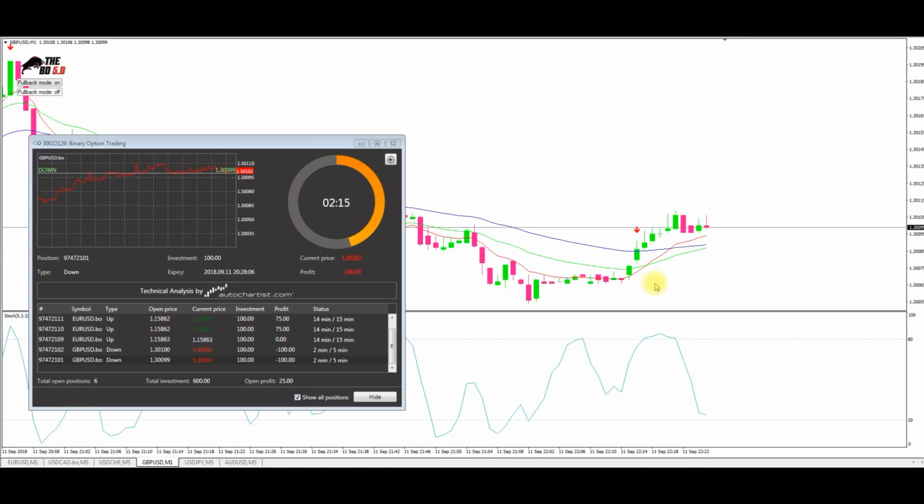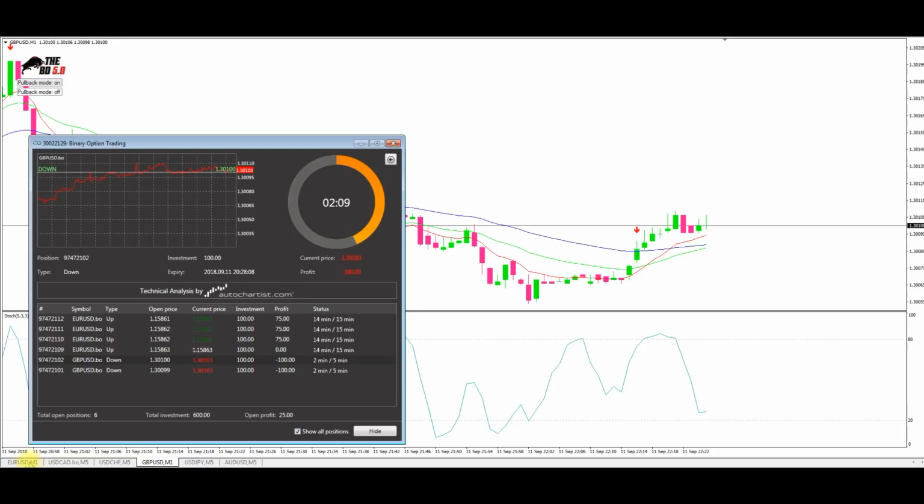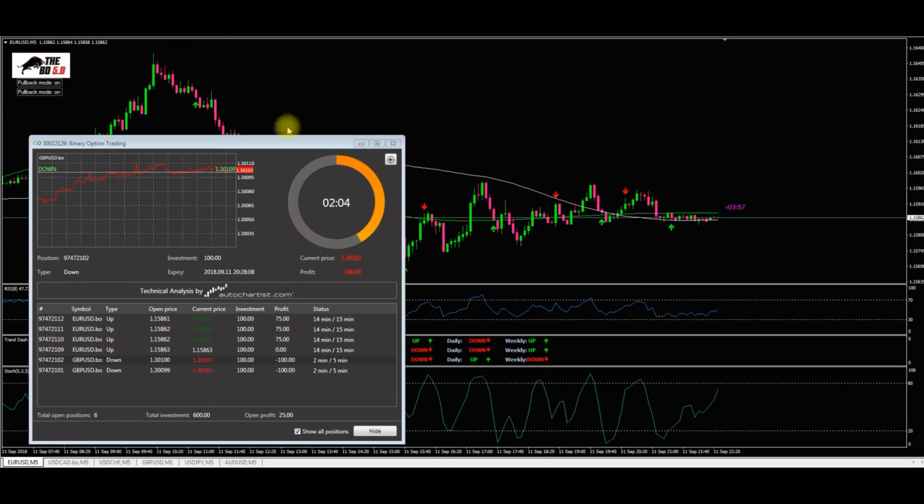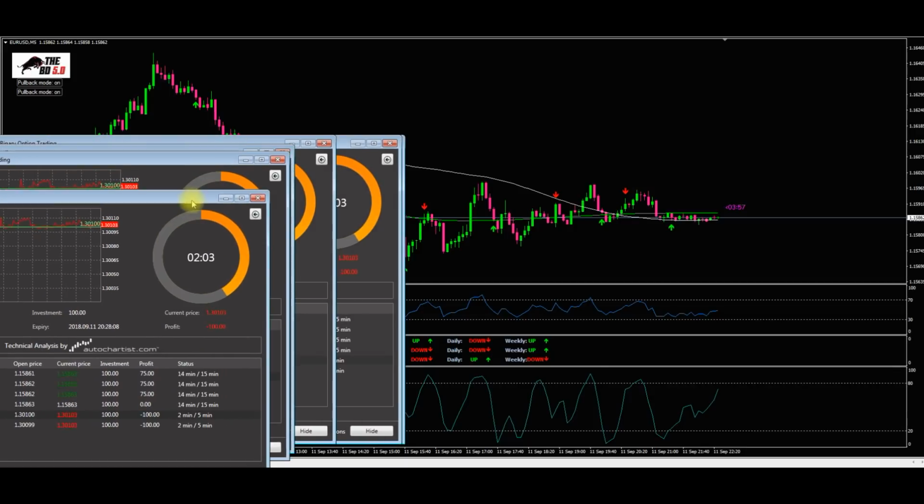GBPUSD is not doing a lot at the minute. I might lose GBPUSD, thinking about this, but we'll certainly win the USD trade, right? So let's go over to the 5-minute charts, and I'll just break down what I see.